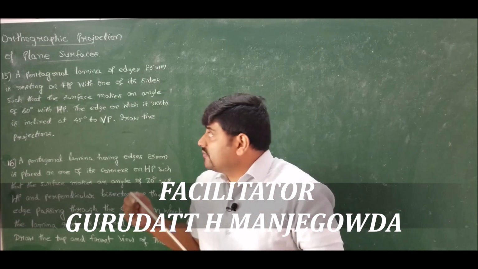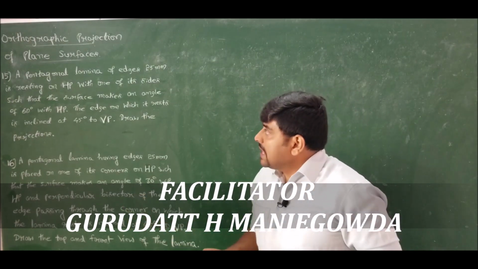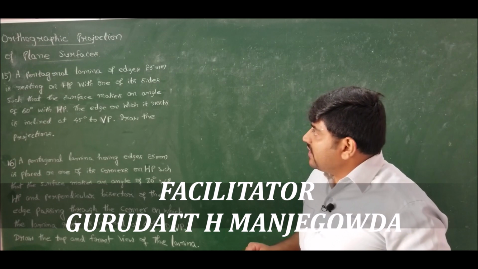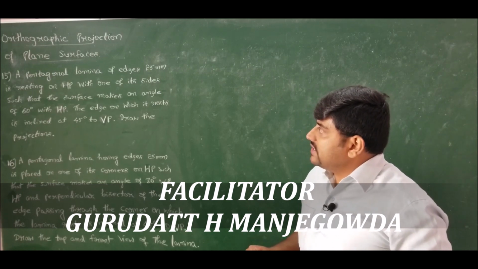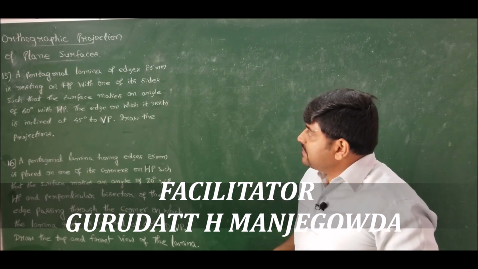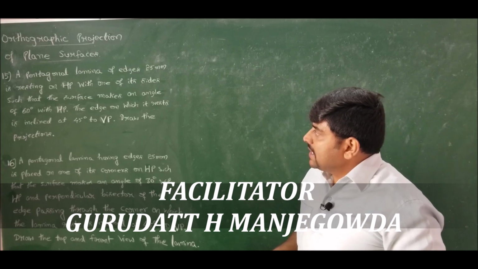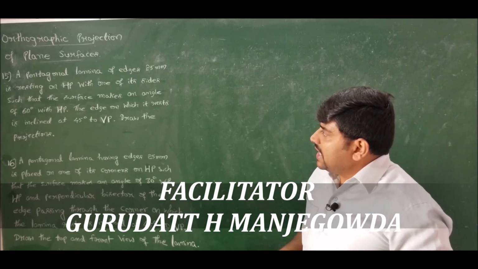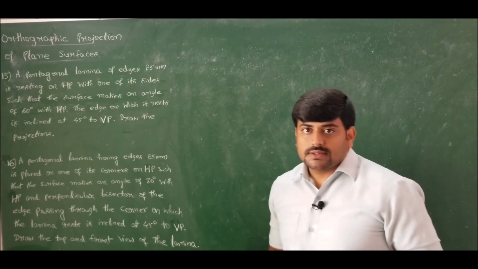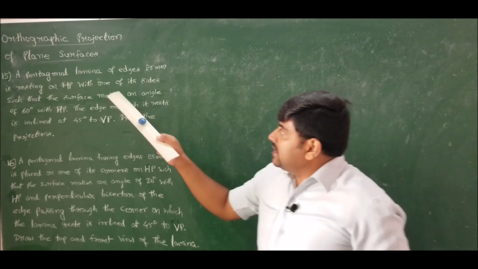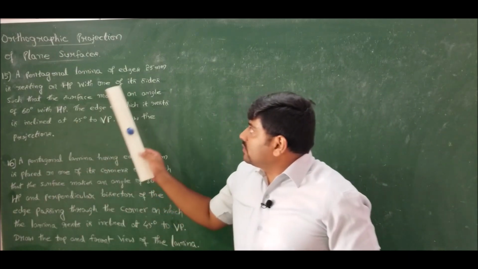Moving ahead, problem number 15 of our discussion states that a pentagonal laminae of edges 25 mm is resting on HP with one of its sides such that the surface makes an angle of 60 degrees with the horizontal plane. The edge on which it rests is inclined at 45 degrees to VP. Draw the projections.